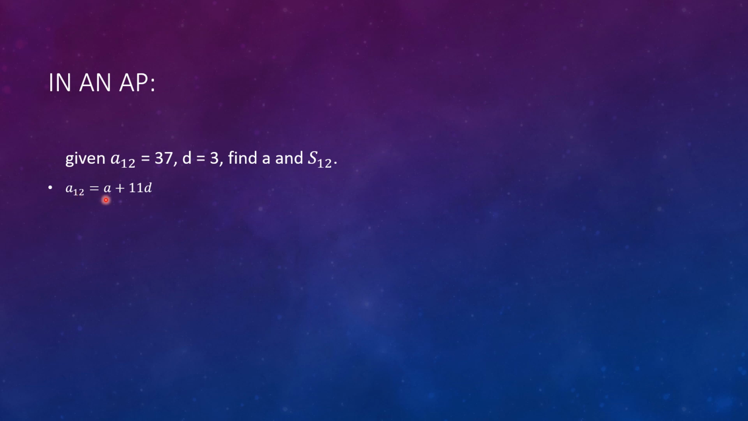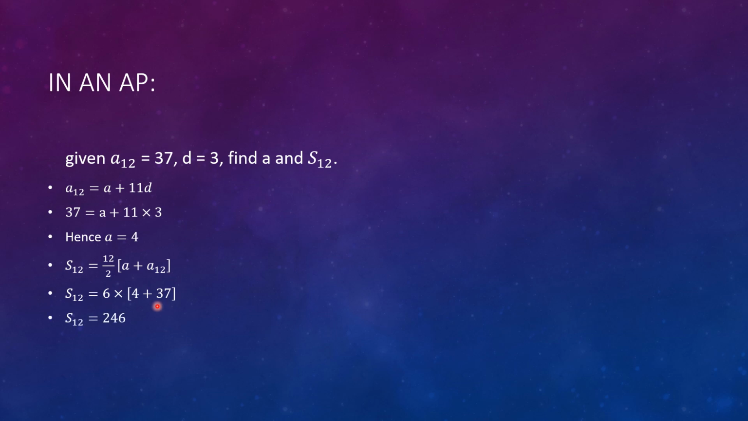What is A12? If you remember, A12 is A plus 11D. I know D over here, and I know A12. So what can I find? A. This 37 is equal to A plus 33, so I get A as 4. Once I get A, I can apply the formula of Sn, that is S12 is 12 by 2 times 2A plus A12. Substitute the values and you will get the answer. Okay, I hope you are getting it.